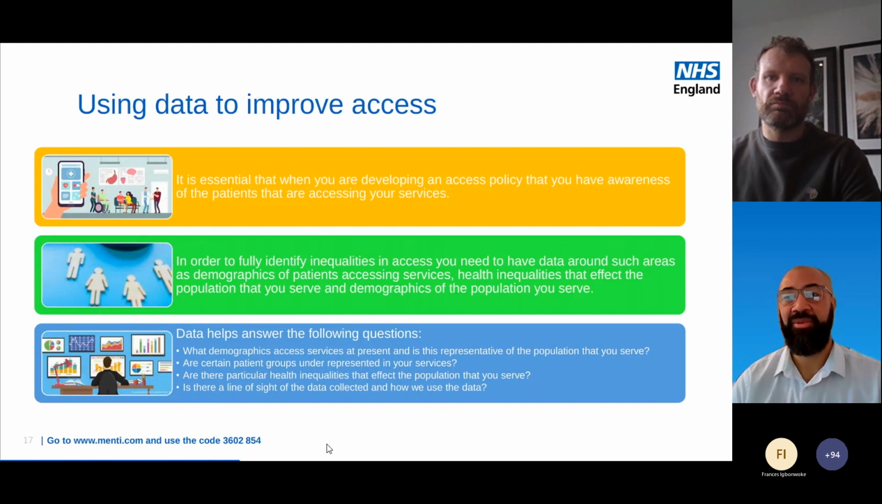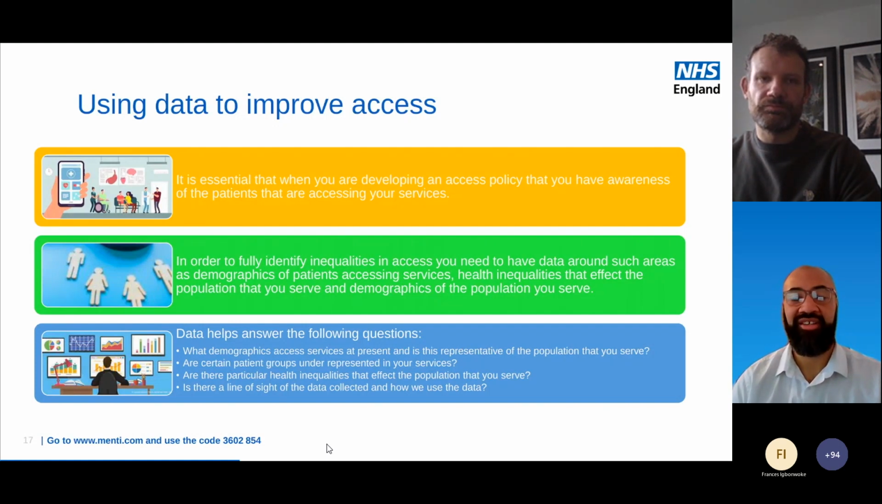Over the next couple of slides, we'll be talking about some of the data quality issues that we have, and also some of the different sources that you can access data through. Next slide, please.